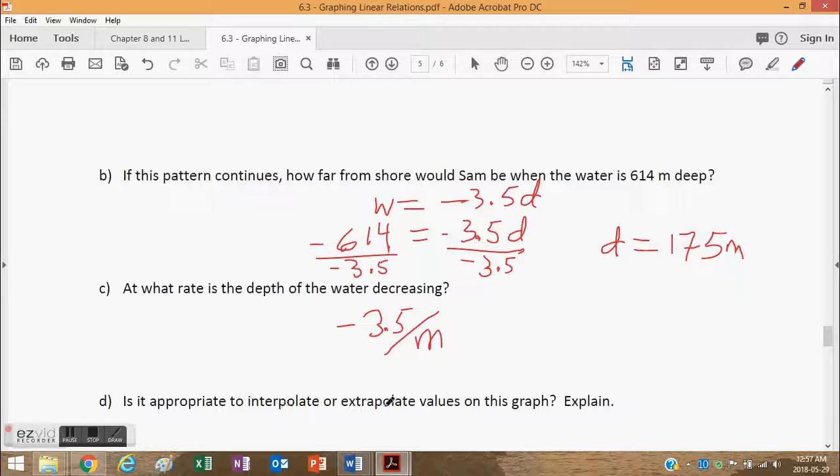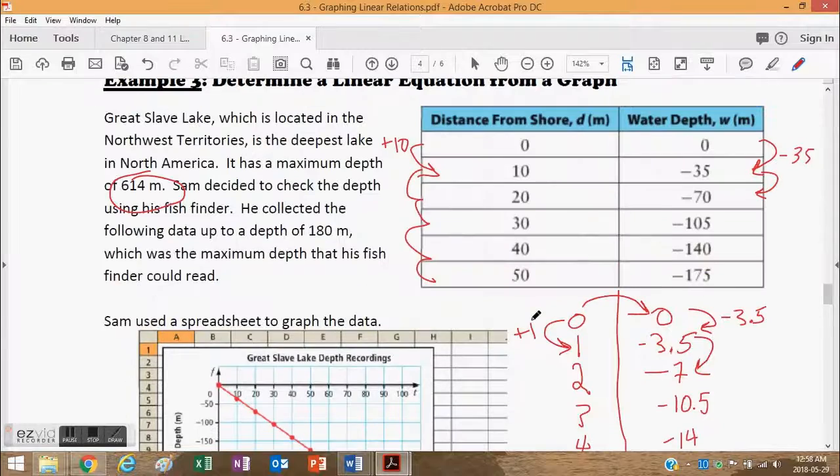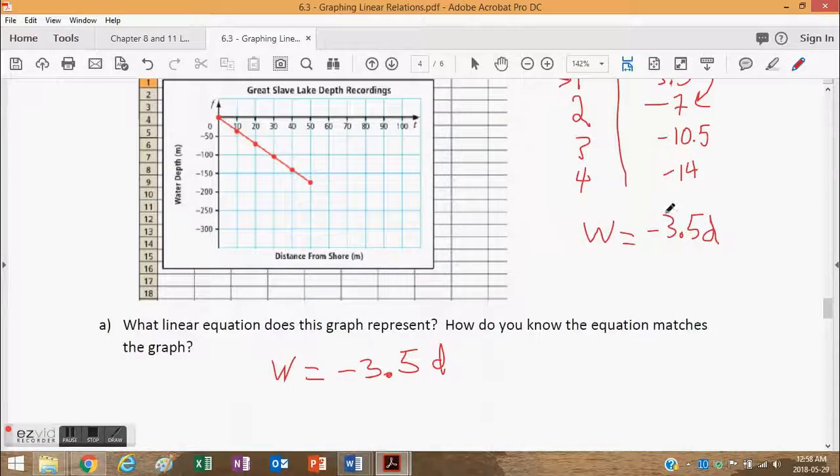This comes back to my little point. Is it appropriate to interpolate or extrapolate values on this graph? Well, interpolation, probably. Extrapolation, obviously the maximum depth is 614 meters, so we couldn't plug in a distance from shore of, I don't know, 3 trillion, because it's going to get too deep. So extrapolation in this case will run into problems. Interpolation, probably not too bad.